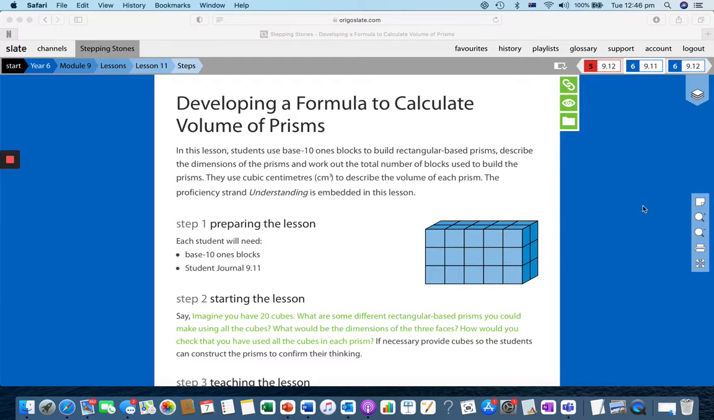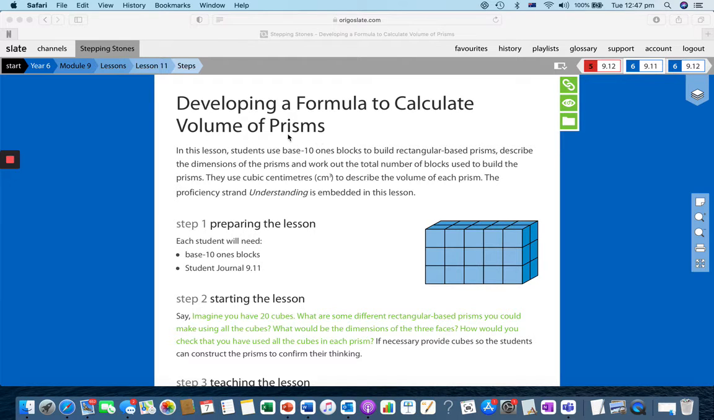Good morning, Year 6, and today we're going to be doing lesson 9.11. We are moving away from two-dimensional measurement and we're going to move on to three-dimensional measurement. We're not going to just measure the width or length, we're also going to be measuring height or depth. So let's have a look at the title of our lesson. It says, Developing a Formula to Calculate Volume of Prisms.